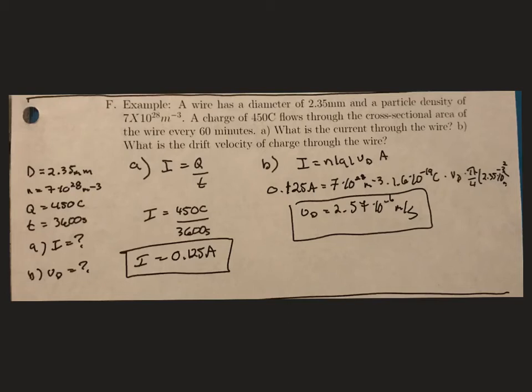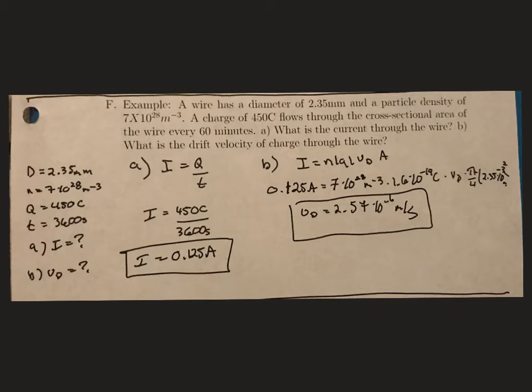Alright, so in this example problem we have a wire that has a diameter of 2.35 millimeters and a particle density of 7 times 10 to the 28 per meter cubed. A charge of 450 coulombs flows through the cross-sectional area of the wire every 60 minutes. What is the current through the wire, and what is the drift velocity of the charge through the wire?